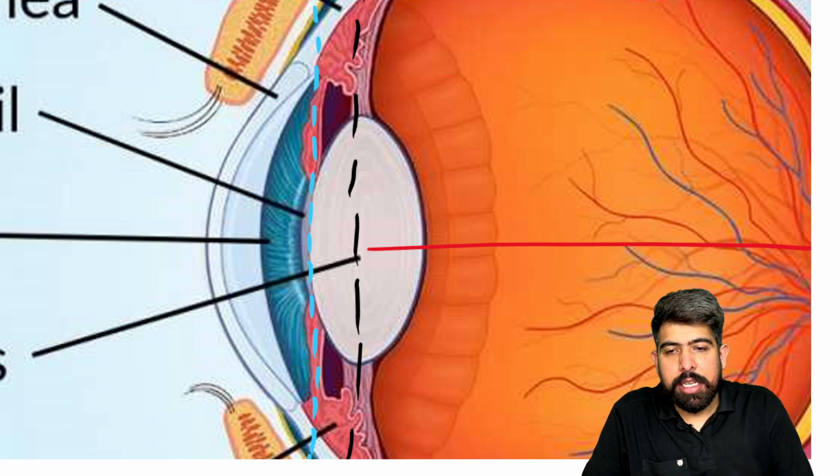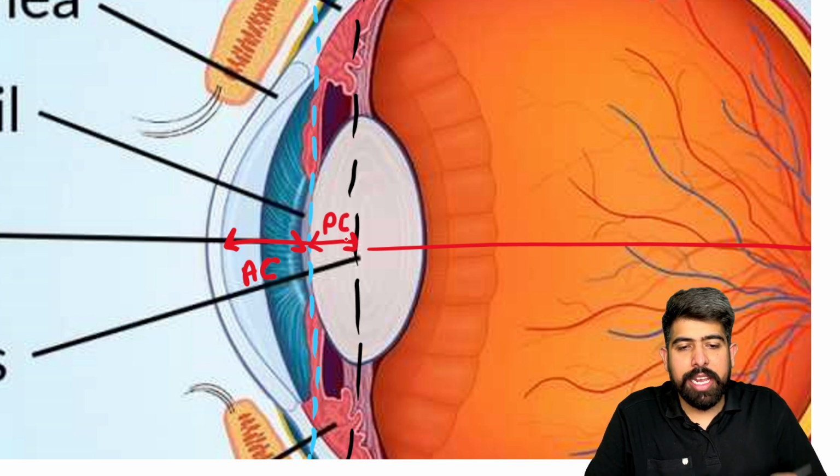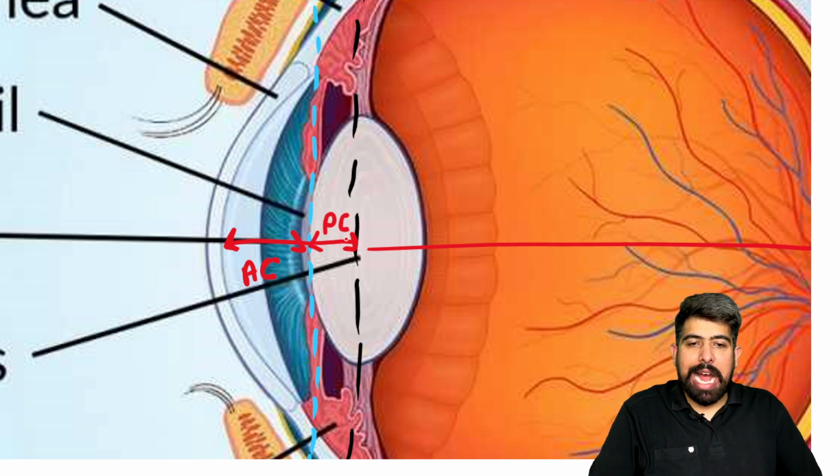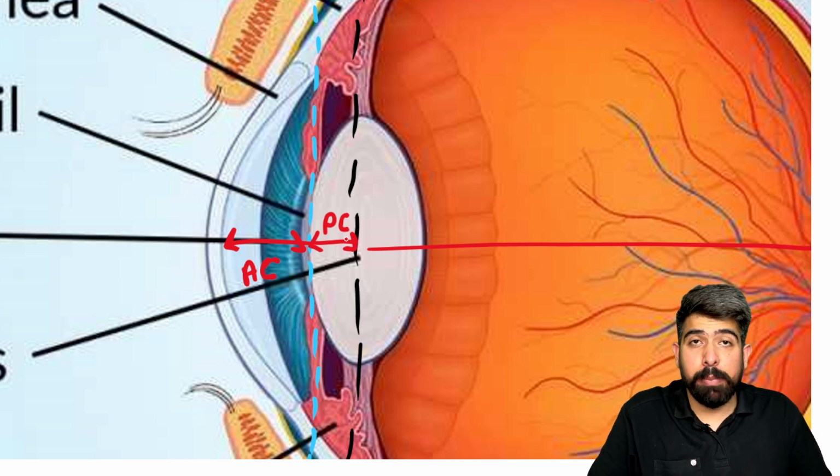You can see here that the part anterior to this iris, this imaginary line I drew in blue color, this anterior part is known as your anterior chamber, and the part posterior to this, up to here, is known as your posterior chamber. So this is about the anterior chamber and the posterior chamber. It is quite easy to understand. I'm trying to simplify it for you.